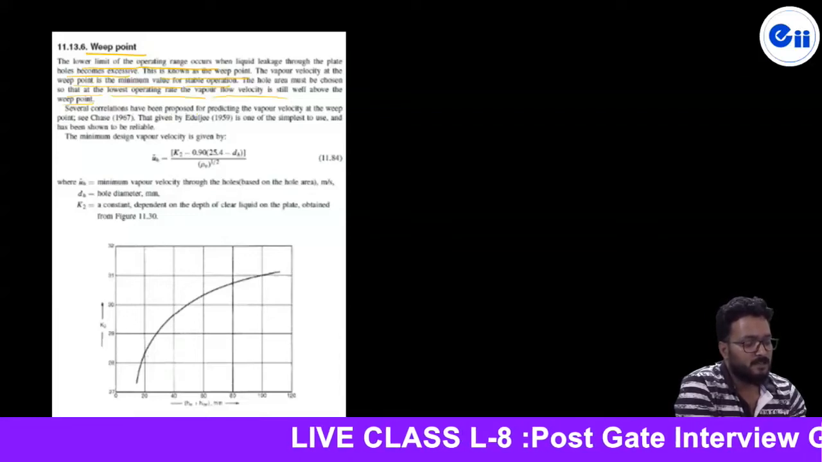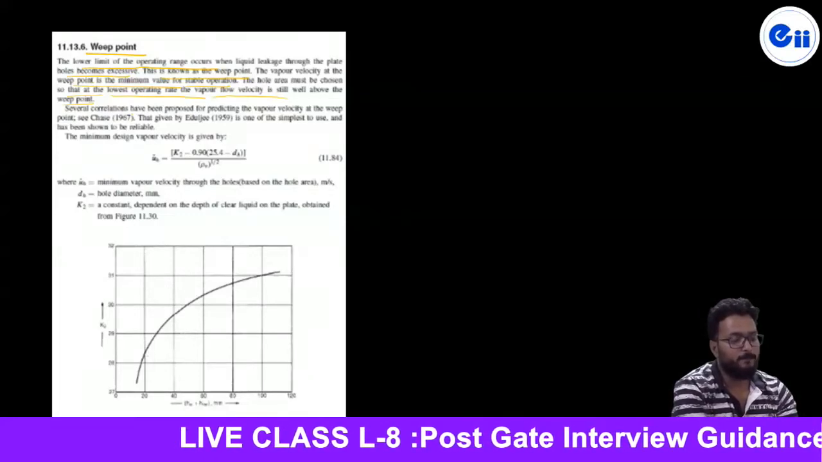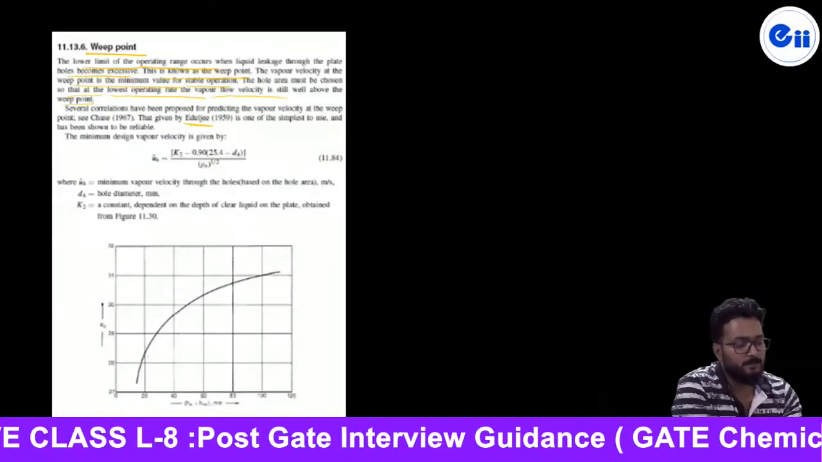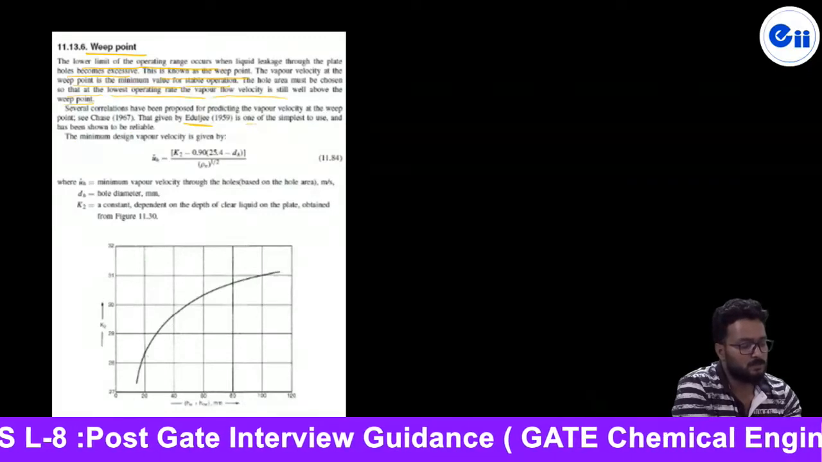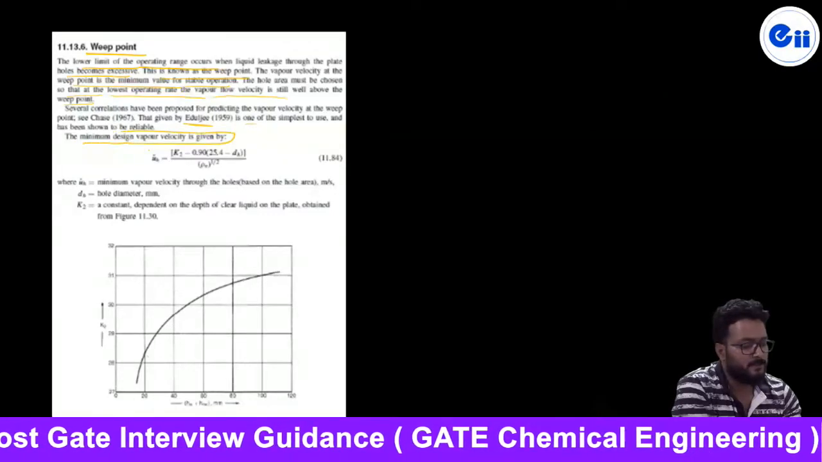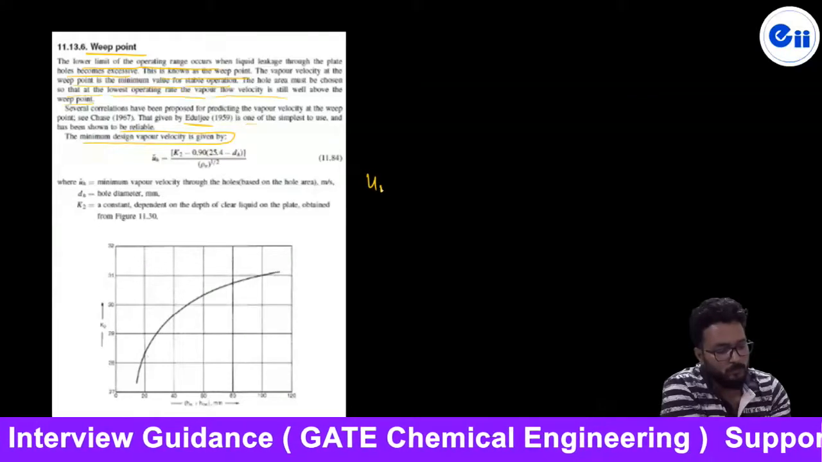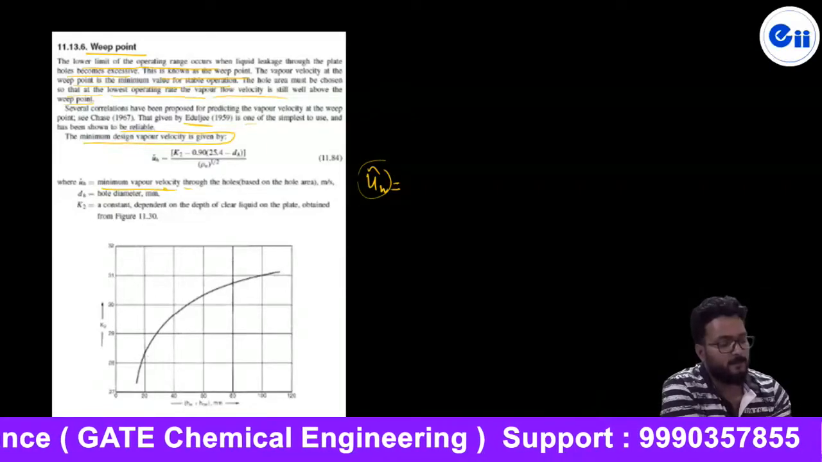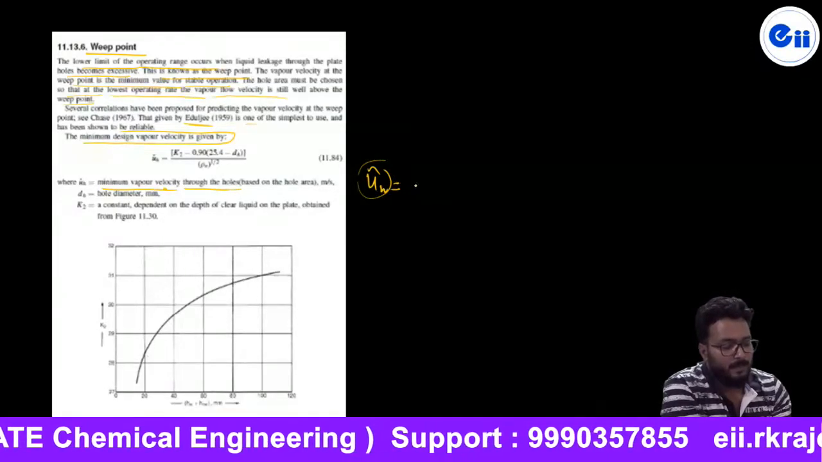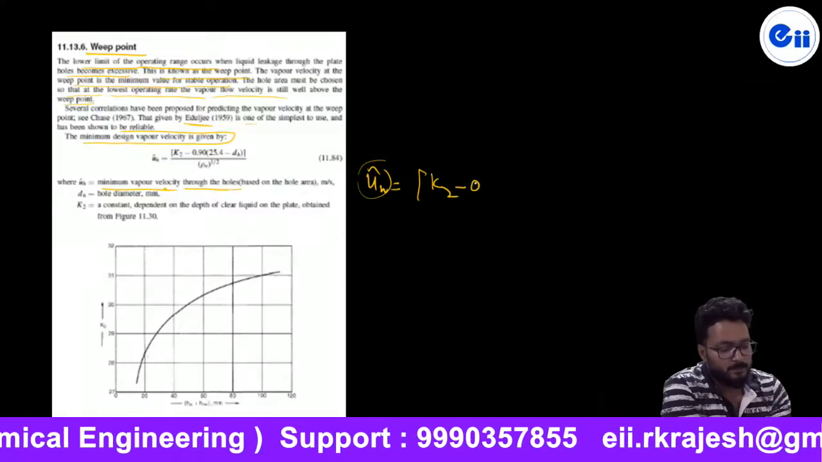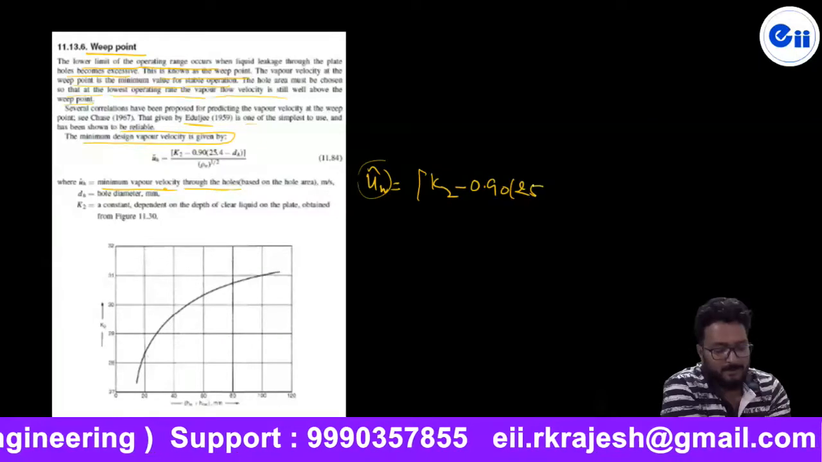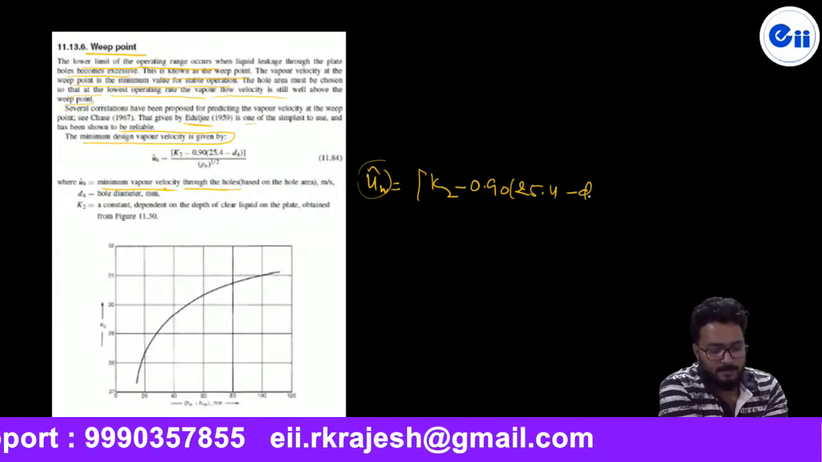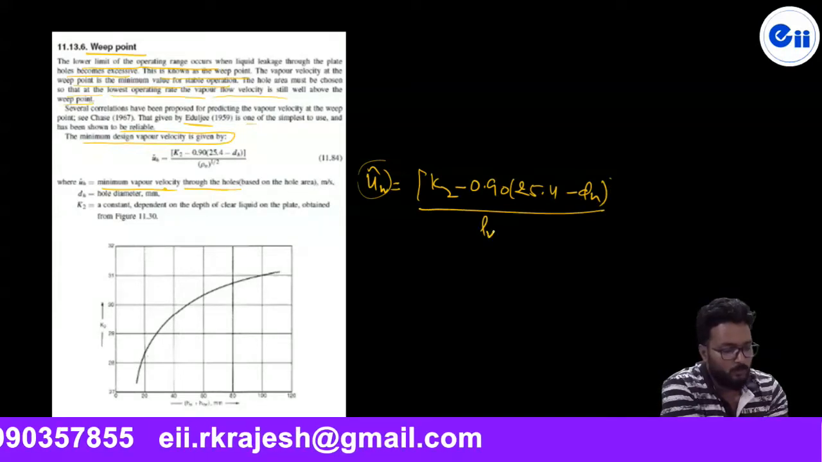So several correlations are there to find out the vapor velocity at the weep point. Many correlations are available, but the most important one is given by Eduljee, and it is simplest to use. The minimum design vapor velocity is given by this equation, here I am going to write: uh-bar-hat means minimum velocity of vapor. It is the minimum velocity of vapor through the holes, and that is K2 minus 0.90 (25.4 minus DH) upon rho V raised to power 1/2. You don't need to memorize this, but you can tell in steps that there is a correlation for it.